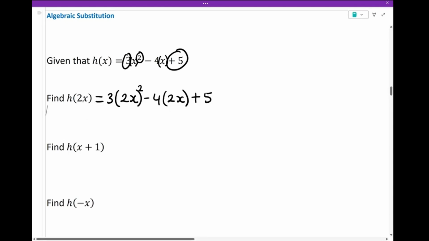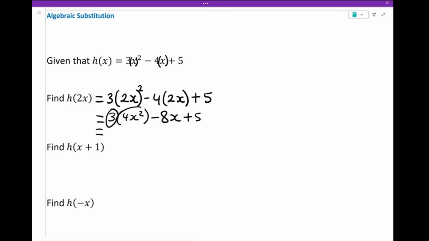Now I should go through and simplify my function. Let's start with our indices here. If you have 2x squared, that means 2x times 2x, which is 4x squared. So I would get 3 lots of 4x squared. And then it would be -4 times 2x, which gives me -8x. And then we've got the +5 on the end. Then my final step is to do the 3 multiplied by the 4x squared. That gives me 12x squared, subtract 8x plus 5, which is my final answer. That is the function h of 2x.